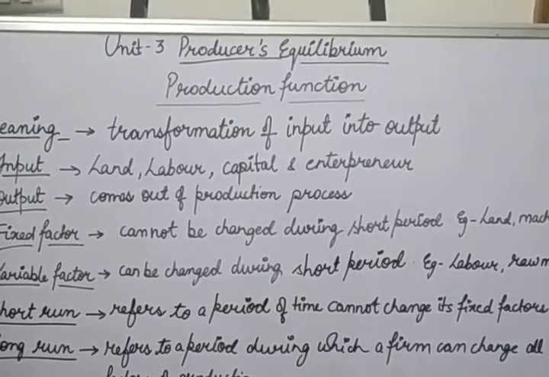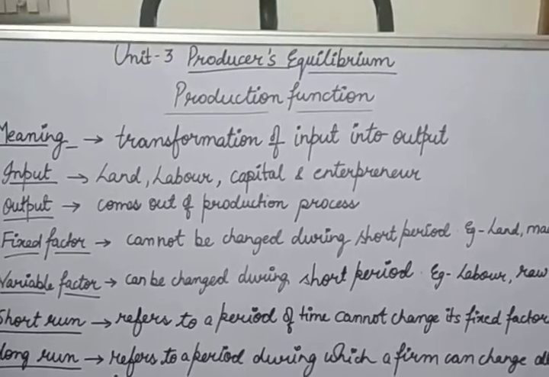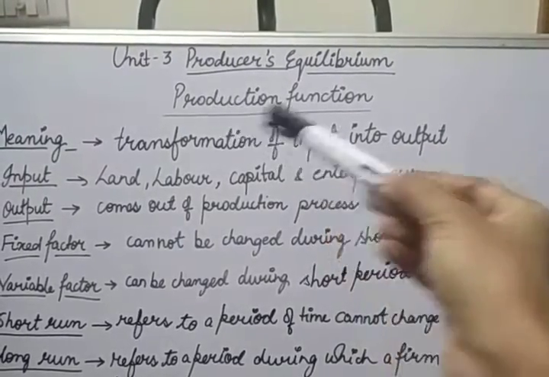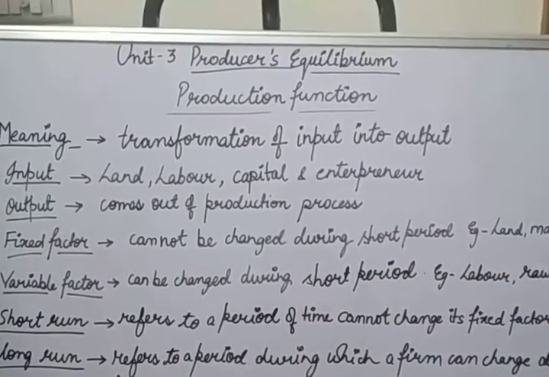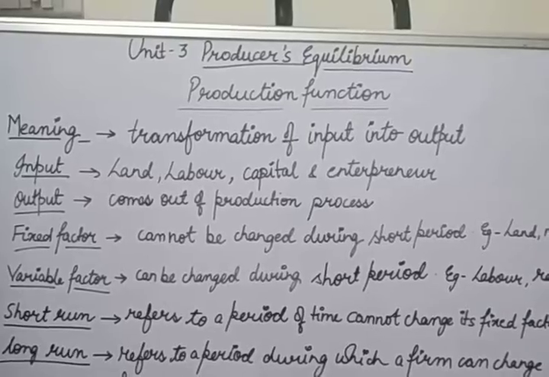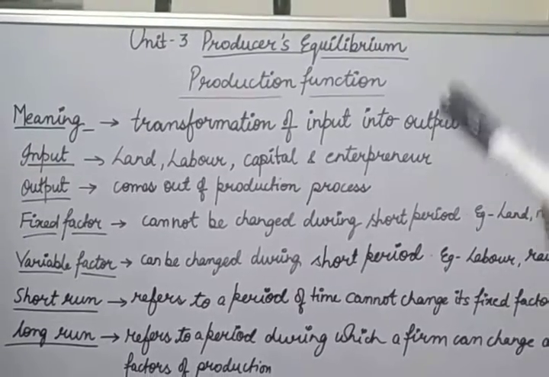Good morning, students. Today we will start the third unit, Producer's Equilibrium, in your microeconomics. In Producer's Equilibrium, your first chapter is production function. Next is cost. Third one is revenue, and the fourth one is your supply and its elasticity. So first I am going to start with the production function.